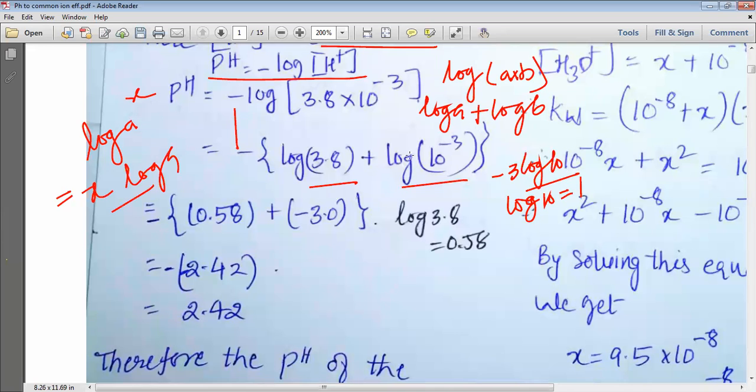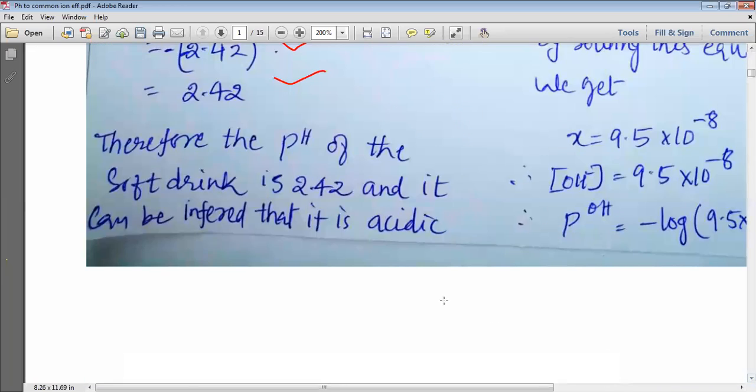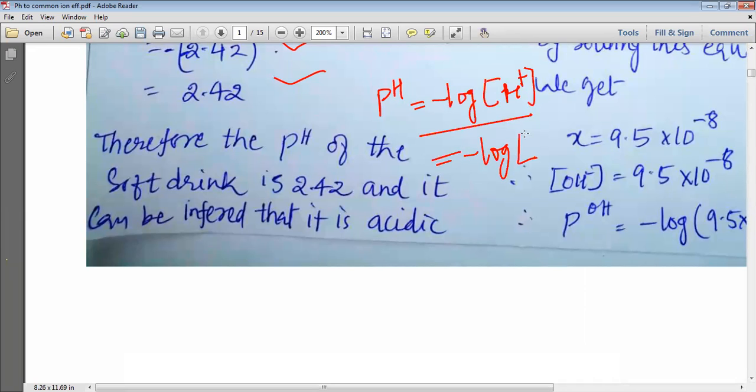And that is why this gives us the answer minus 3. Log of 3.8 is equal to 0.58, my dear students. And thus finally we get the pH of the solution, 2.42. So this is how, my dear students, using the formula pH is equal to minus log of H plus concentration, we can find out the pH. Sometimes, instead of H plus, we can even write minus log of H3O plus.